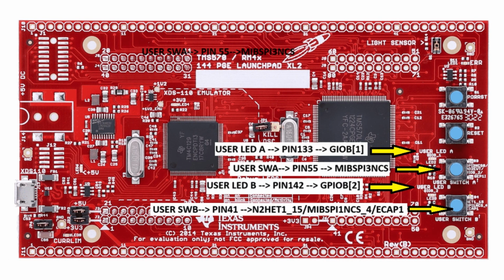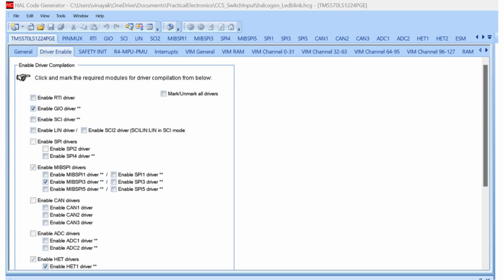Before we dive into firmware, let's take a look at switch connections on Launchpad. Switch A is connected to pin 55 and switch B is connected to pin 41. In this tutorial, we will be using switch A to turn on the LED that is provided by Launchpad.